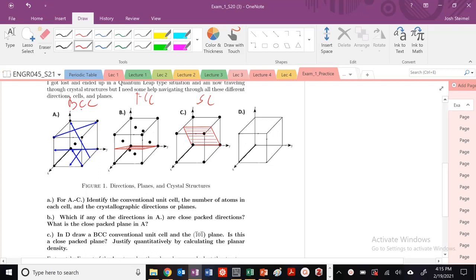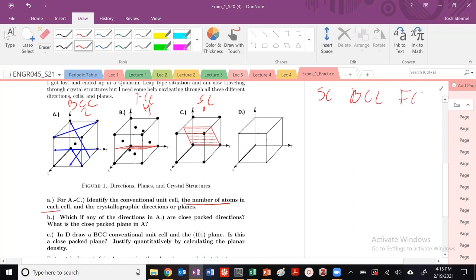Well, the number of atoms, and identify the crystallographic direction of a plane. So number of atoms for BCC, 2, FCC, 1, or actually not 1, 4. Simple cubic here. So remember, it might be helpful to have this table built up.